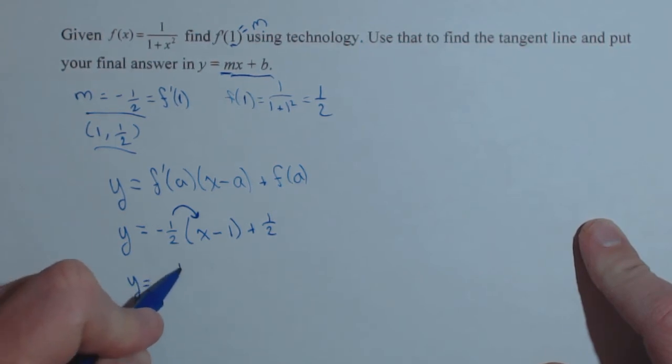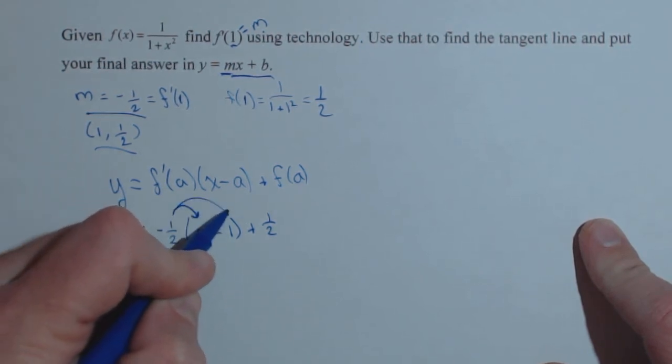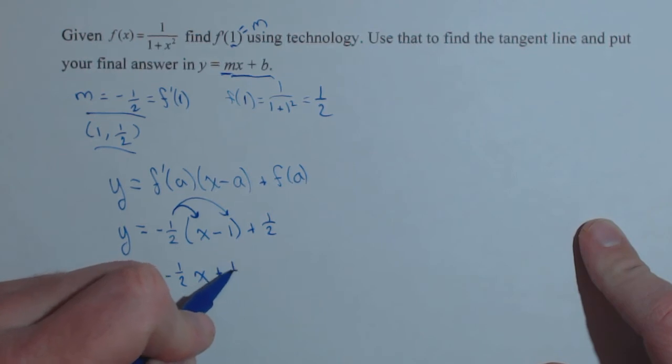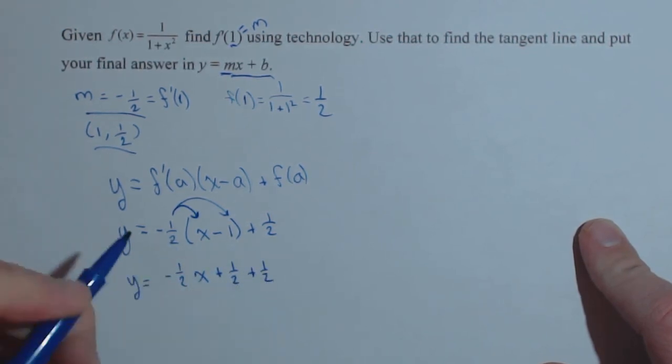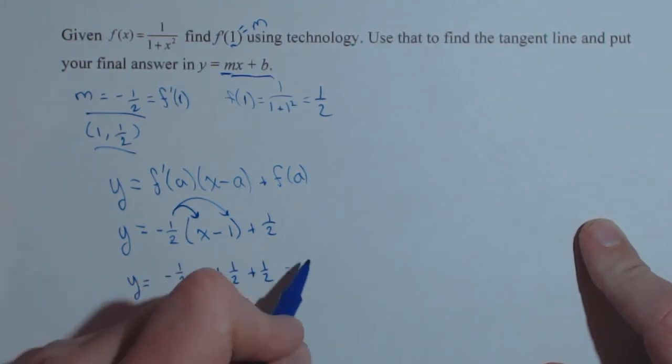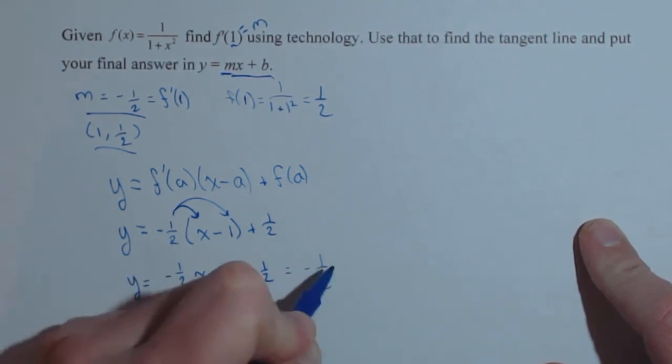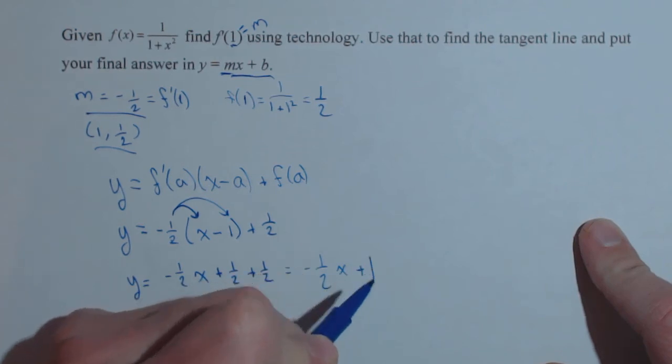So we get y equals negative 1/2 x plus a half, as we multiply the negative half times the negative 1, plus another half. And so in y equals mx plus b form, this thing will be y equals negative 1/2 x plus 1.